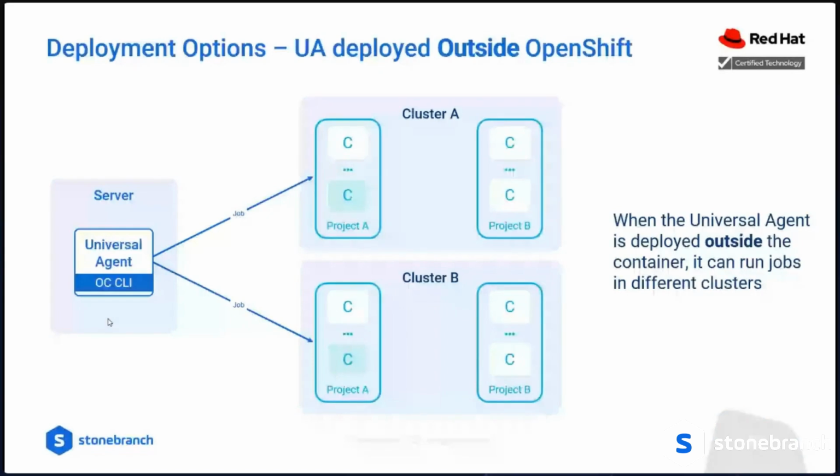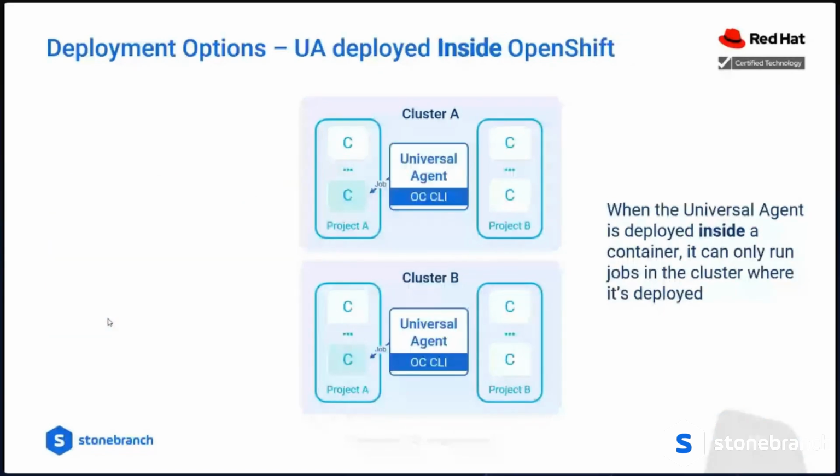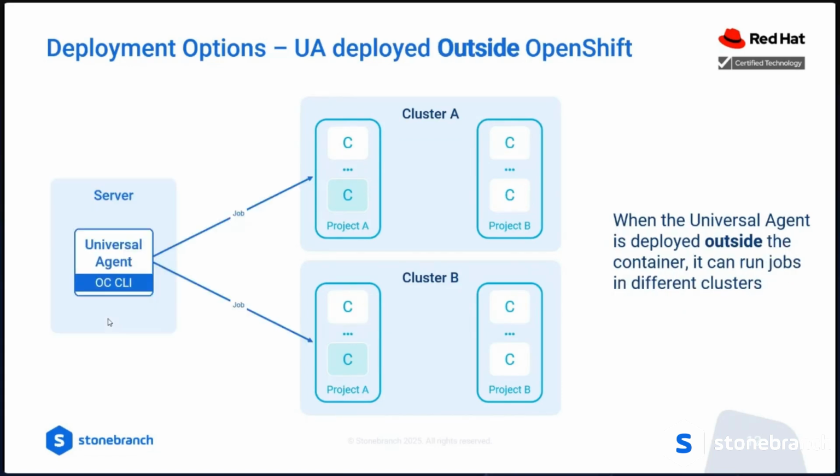So this is the situation when you have multiple clusters and you want to run them from a central point. You can also run the task inside a pod. So you can install an agent pod in your project and then run it from there. The problem with this solution is that you can only run jobs in the cluster where the Universal Agent is installed, because it's too difficult to create a route between the different clusters. So this is something which you could also consider. However, the customers use mainly the first solution.